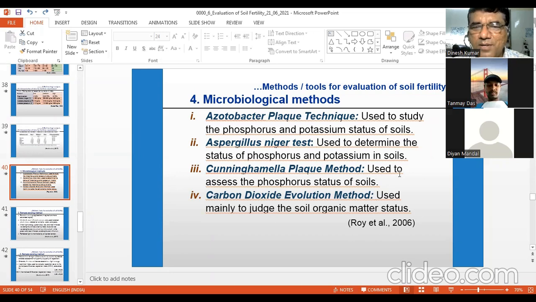The Cunningham plaque method is used to assess phosphorus, and the carbon dioxide evolution method is used mainly to judge the soil organic matter status. This is very, very important. The carbon dioxide evolution method studies the rate of decomposition of organic matter, or you can also say microbial activity. Microbial activity can be measured by this carbon dioxide evolution method.